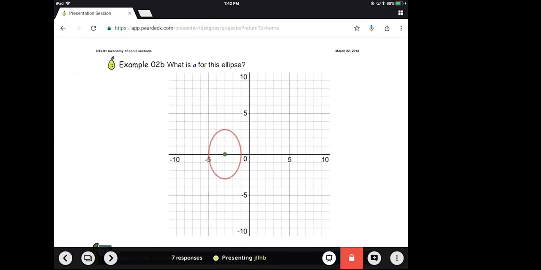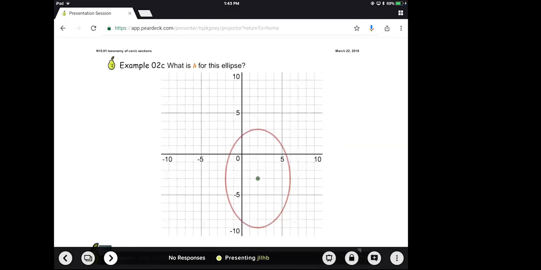For the ellipse, A is always the bigger number, because the ellipse is always measured in the stretchy part of the ellipse. So if you see this and you say, oh, it's either 3 or 2, then A has to be 3. In this case, this is a moderately vertical ellipse. Same sort of question. Notice carefully it's asking for B, not for A.